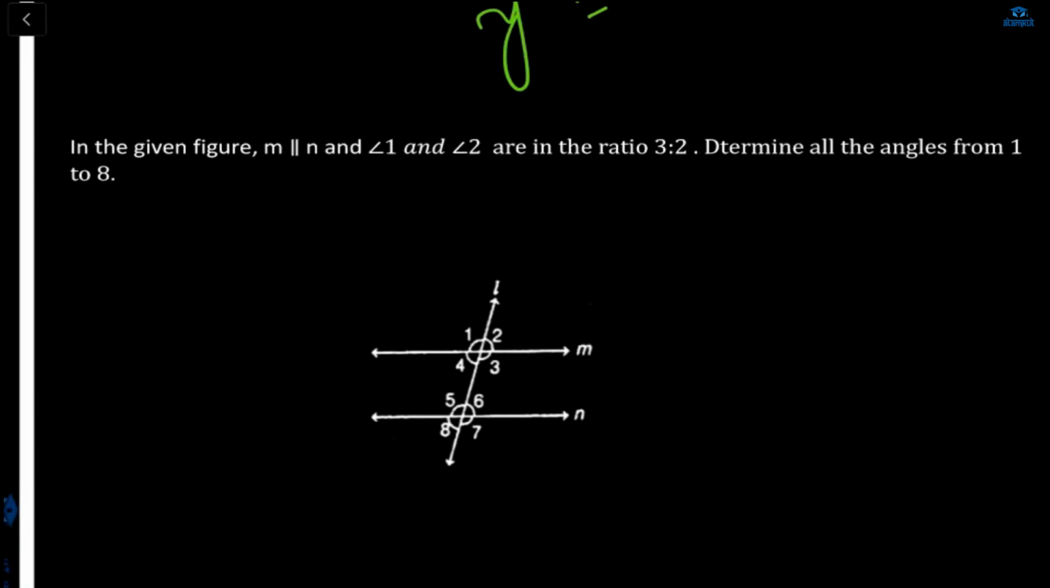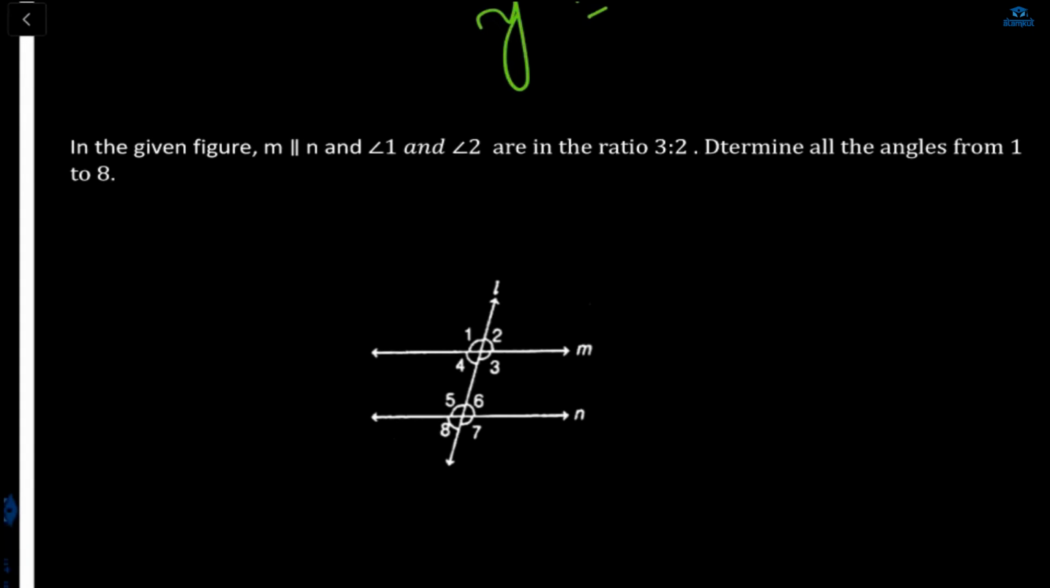In the given figure, M is parallel to N, and angle 1 and angle 2 are in the ratio 3:2. Determine all the angles from 1 to 8. You have to determine the values of all the angles 1 to 8. I just give you a simple hint. 1 and 2 ratio is given, the exact angle is not given, so you will take that angle 1 is equal to 3K.